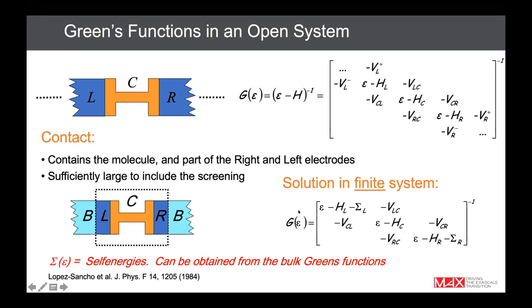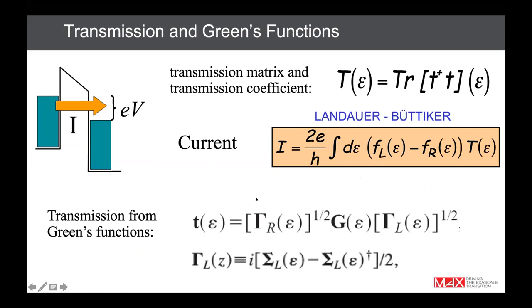So with this, by inverting a finite size matrix, which is perfectly doable, you can get the Green's function of the contact region. And from that Green's function, you can get exactly what you need for transport. You can, for instance, compute the transmission matrix, which is going to be just the Green's function in the contact region, multiplied to the left and the right by what are called the coupling matrices, which is just the imaginary part of the self-energies. So again, having the self-energies of the left and right electrodes and the Green's function of the contact, you can have the current.